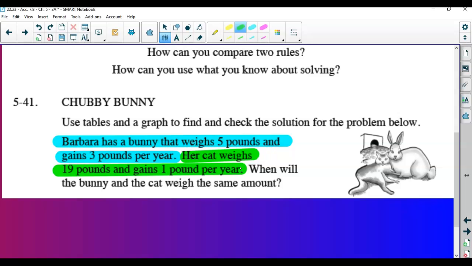Your task, and you've got a little bit more on your paper than what you have up here, is to figure out using algebra when the cat and the rabbit will weigh the same. I doubt you need more than 3 minutes, so I'll check in on you in about 3 minutes. All right, go for it.